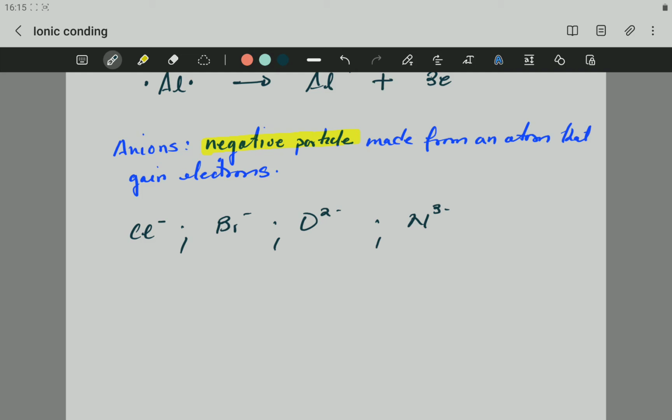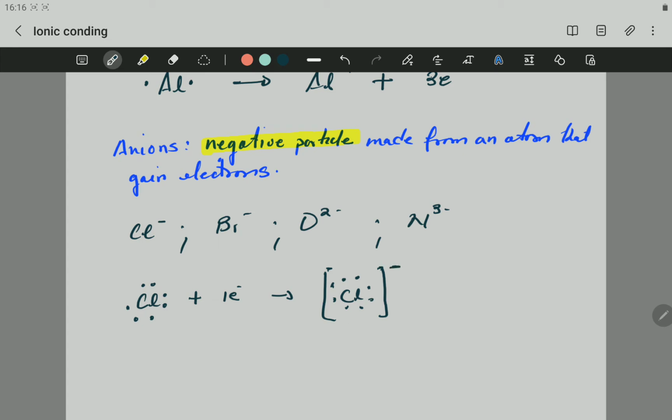the more negative they become. Now, how to represent the formation of these ions? For example, let's start with chlorine. We have chlorine, which is neutral. It has 7 valence electrons, so it's 1, 2, 3, 4, 5, 6, and 7. Chlorine will gain 1 electron, and it will become chlorine with 8 valence electrons. Because it gained only 1 electron, chlorine will become Cl- with all the electrons there.